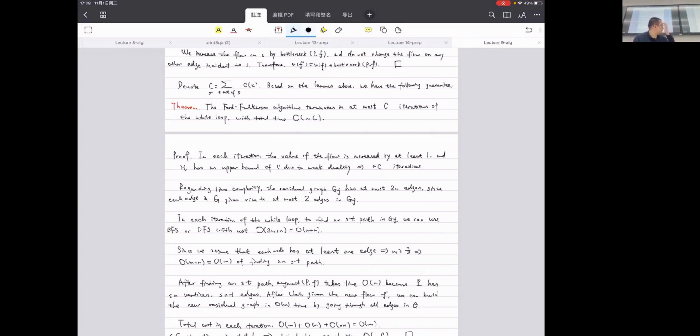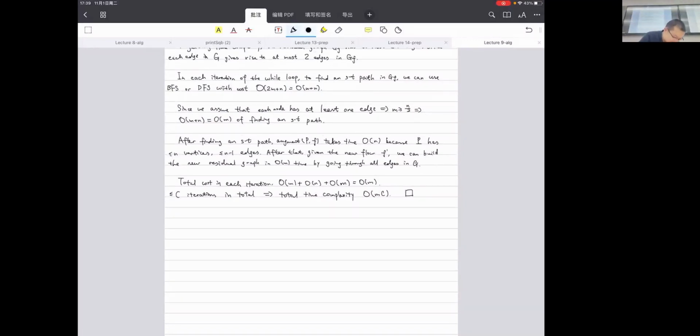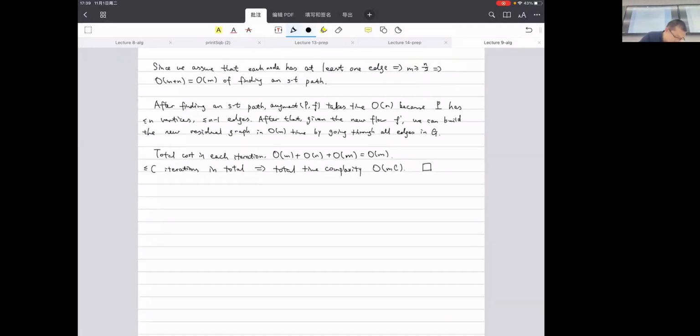And by looking at this clearly, it is not hard to figure out that the cost inside each iteration is going to be bounded by O of m. And that is going to give the overall cost of O of m times C. Okay, so this finishes the argument of the time complexity. This answers the first question, that the algorithm is going to terminate. Actually, the time complexity is reasonably good, with O of m times C.